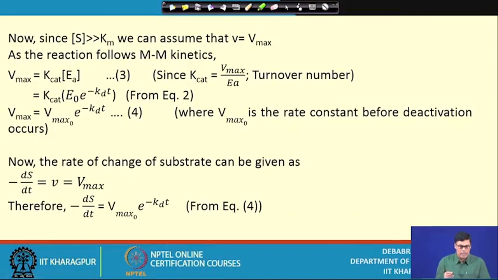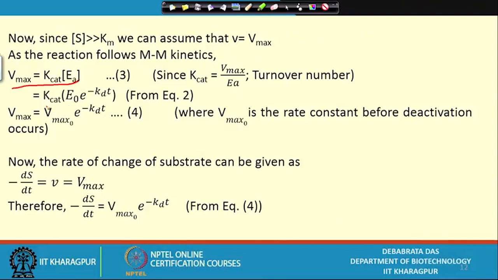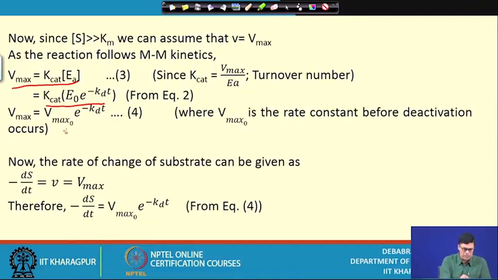Now, another thing is very important, that Vmax is related with Kcat like this, Kcat into Ea. Now Ea we already determined, this is equal to Ea0 into e to the power minus Kd t. Then this is equal to Vmax, equal to Vmax0 e to the power minus Kd t. So we consider 0 stands for the initial substrate concentration. Now the rate of change of the substrate concentration can be given like this. Then we can represent it in the form of this, because the initial substrate concentration we can write like this.